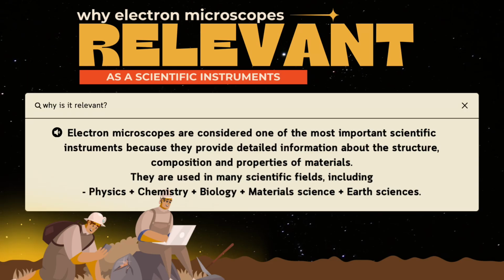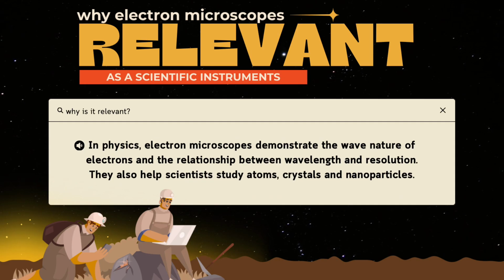Electron microscopes are considered one of the most important scientific instruments because they provide detailed information about the structure, composition, and properties of materials. They are widely used in physics and in many scientific fields. In this presentation, I will explain why it is relevant as a scientific instrument. In physics, electron microscopes demonstrate the wave nature of electrons and the relationship between wavelength and resolution. They also help scientists study atoms, crystals, and nanoparticles.